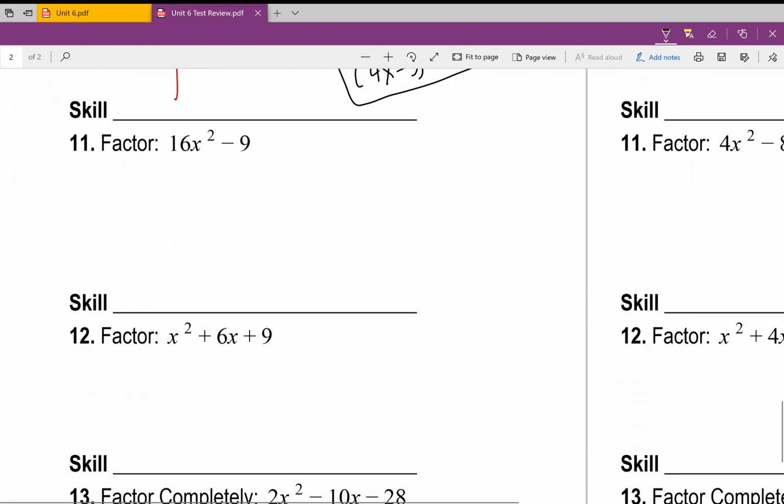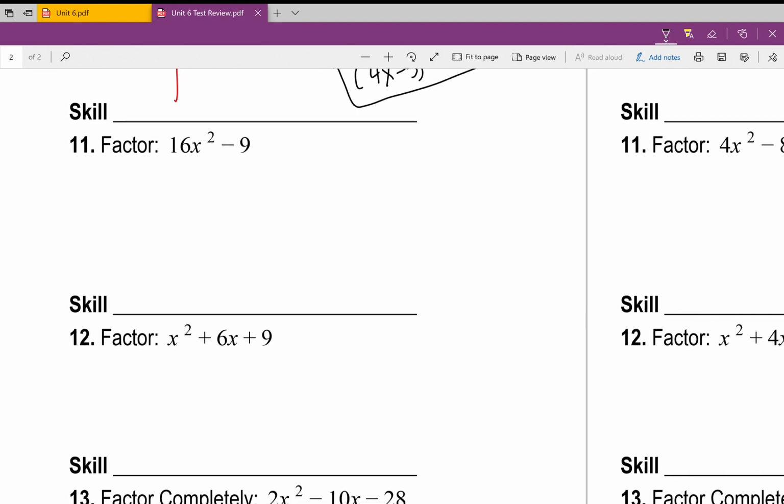Okay, number 11, this is factoring when a is greater than 1. So what we need to do first is see if we can take out a GCF, but I don't think there's any numbers that can go into 16 and 9, so we're going to have to leave it like this. Or we can remember that this is also another special case.